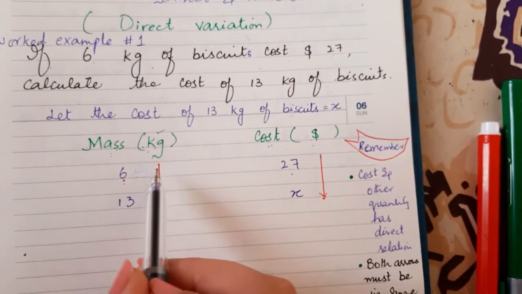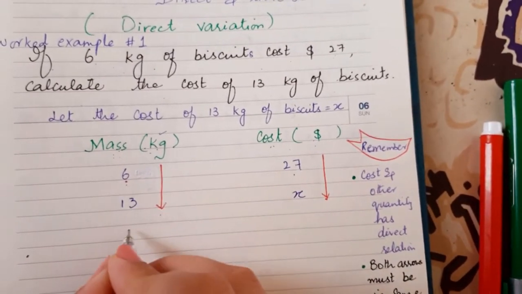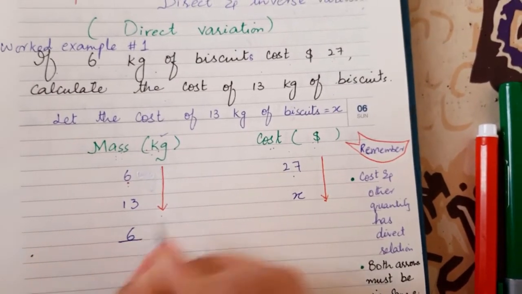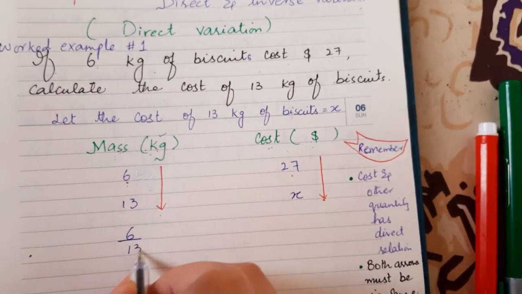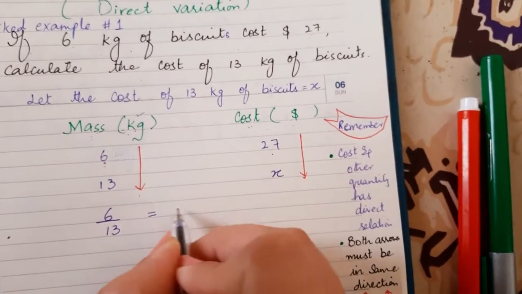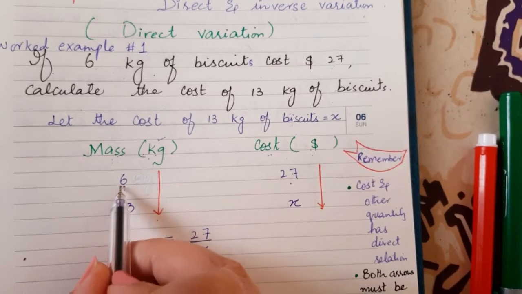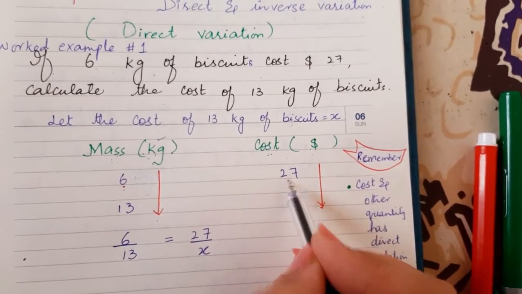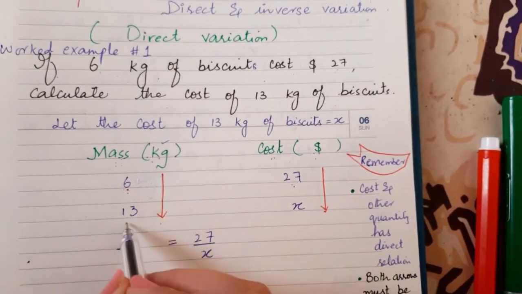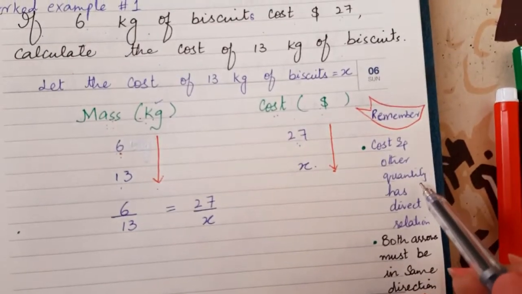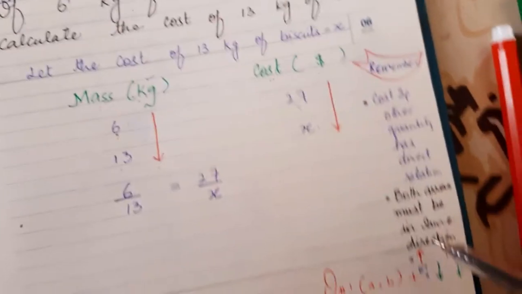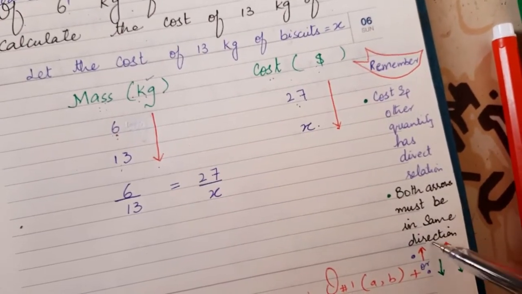Now how we are going to write it? First, from the tail, write 6 over here, then division sign, divided by 13. This is going to be equals to 27 divided by x. For 6, the cost is 27, and as the mass is increasing, the cost is also increasing. And remember that cost and other quantities have direct relation. And the second thing which I have told you earlier, that both arrows must be in the same direction.